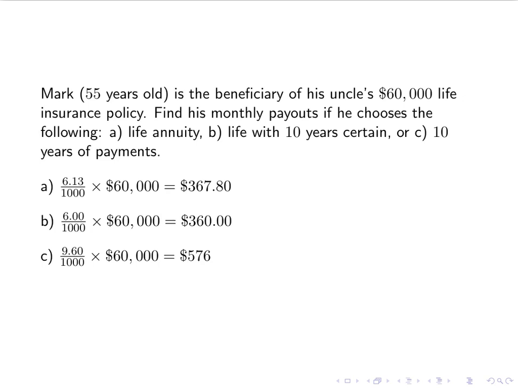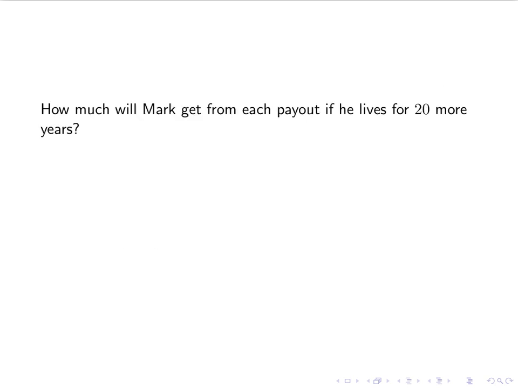So we're going to see what happens if he lives for, say, another 20 years. How much will Mark get from each payout if he lives for 20 more years? So in any of the cases, what we're going to do is take the monthly payout, multiply by 12, because there are 12 months in a year, and then multiply by the number of years in which he's getting that payout for.